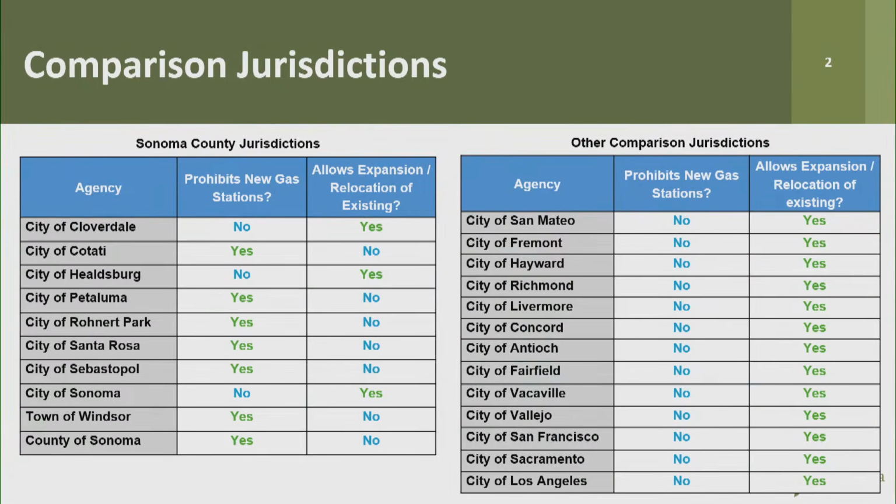And of those 3, the City of Sonoma is the only one that is currently looking at pursuing an ordinance to ban both new gas stations as well as expansion of existing. On the right-hand side are some other jurisdictions that we looked at throughout the Bay Area, and again, a little bit beyond the Bay Area. We've got Sacramento and Los Angeles included in here, and none of these jurisdictions are currently banning new gas stations or expansion of existing.